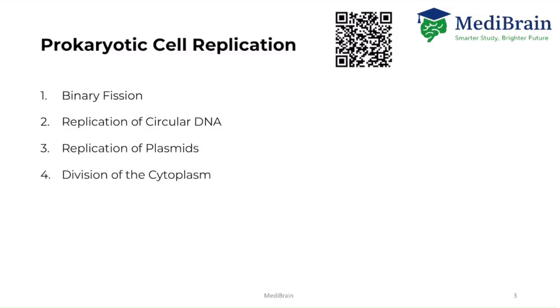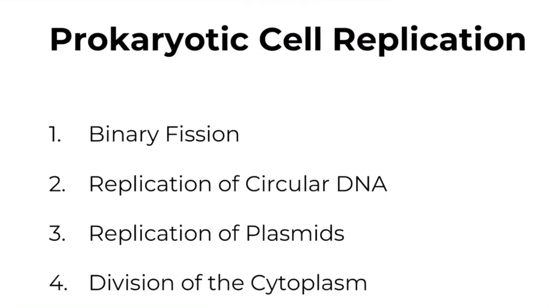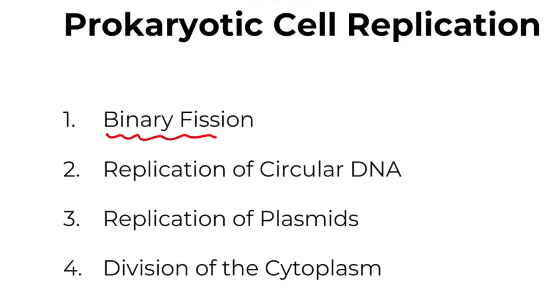So previously, we've looked at the structure of bacterial cells and what a bacterial cell contains. We know that it contains circular DNA, it contains plasmids, it contains a cytoplasm. Basically, these structures are the ones which replicate. Okay, the process that they replicate by is binary fission. Okay, so this is your process.